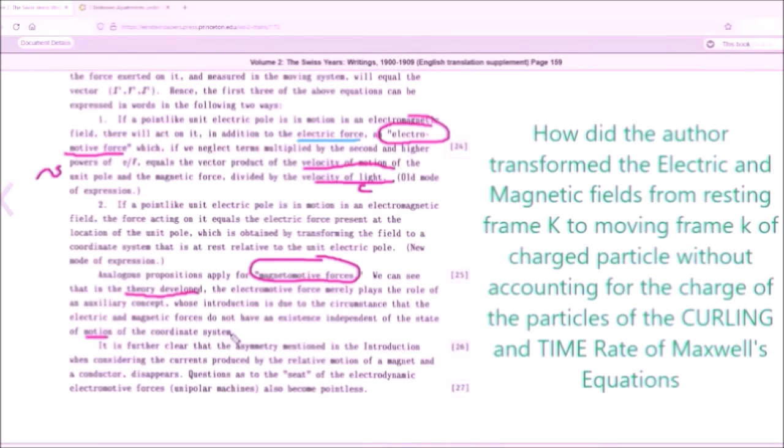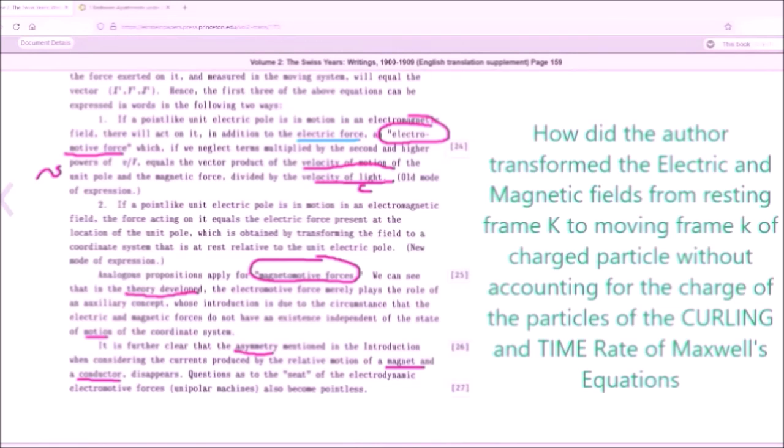One of the systems belongs to the conductor, the other belongs to the magnet. In another way, the magnetic and the electric forces themselves have to move in order to come to existence. It is further clear that the asymmetry mentioned in the introduction when considering currents produced with the relative motion of magnets and the conductor, the asymmetry when he considers that moving a magnet relative to a conductor is not the same as moving a conductor relative to the magnet.